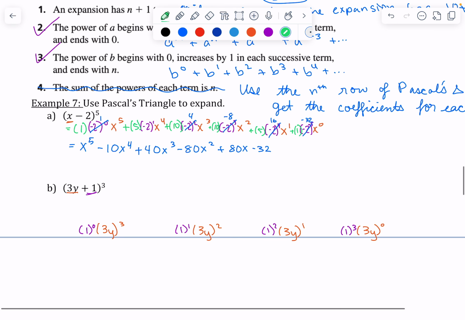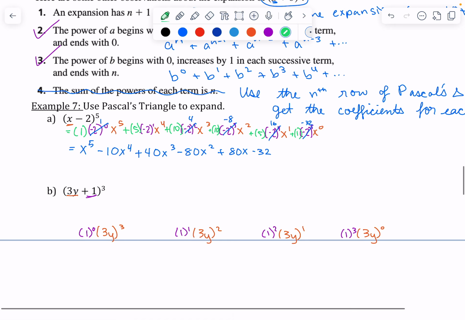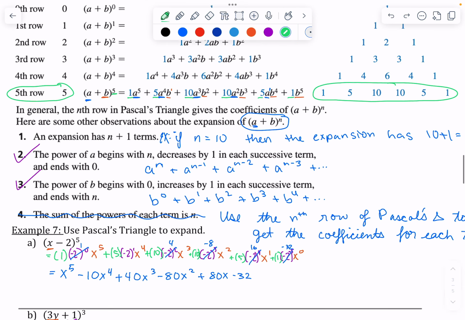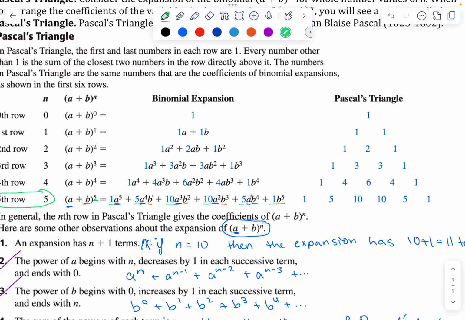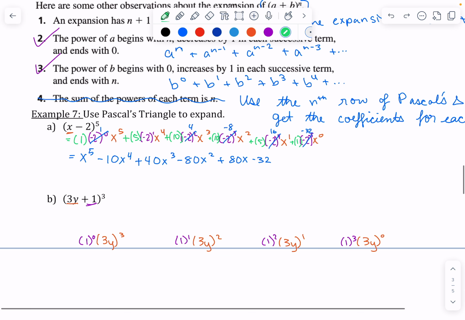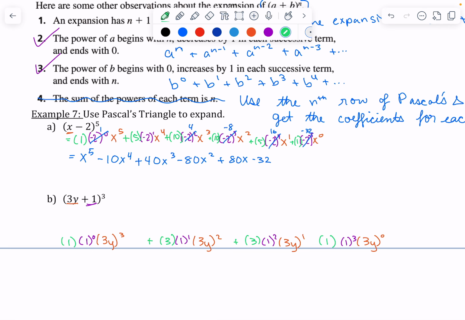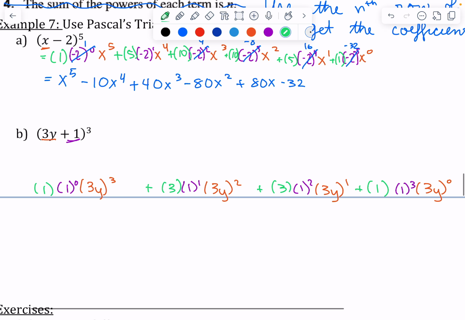Okay, now for the last step, I go to the 3rd row of Pascal's triangle. 3rd row of Pascal's triangle is here. And by the way, we don't count this as a row. You might be wondering, isn't that the 4th row? But no, we don't count that. So that is the 3rd row, and it's 1, 3, 3, 1, which means I have 1, 3, 3, 1. Okay, now we just simplify.